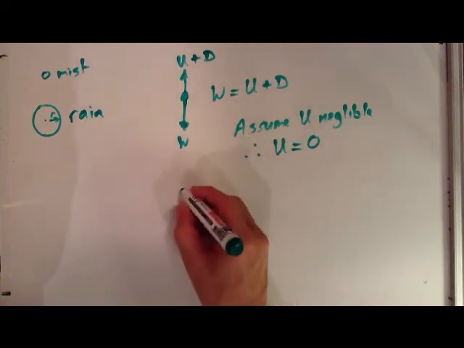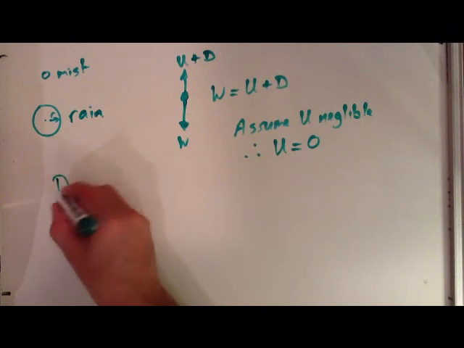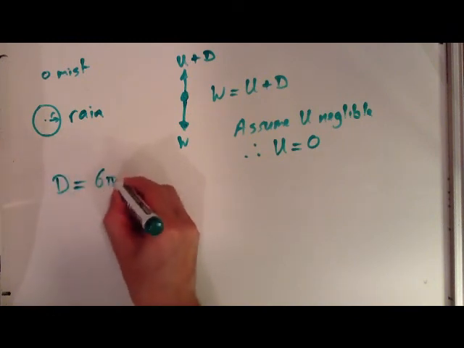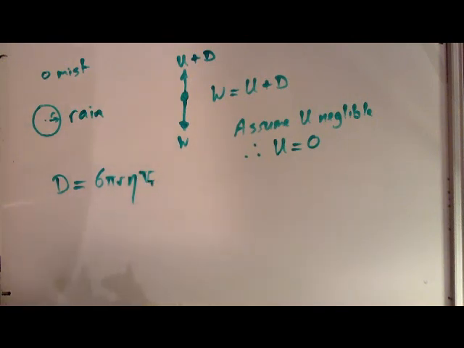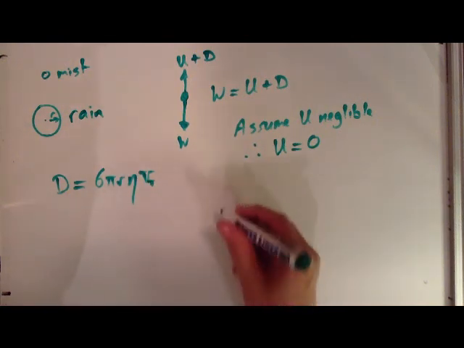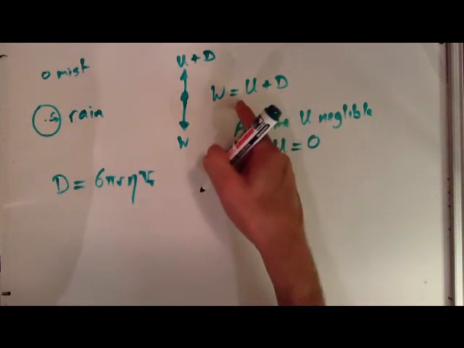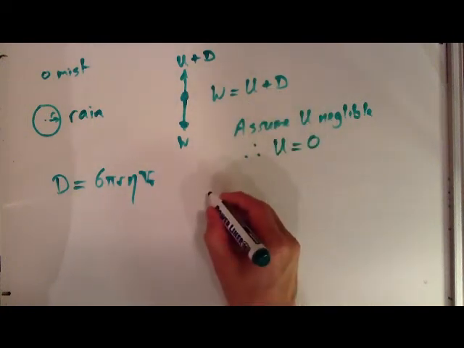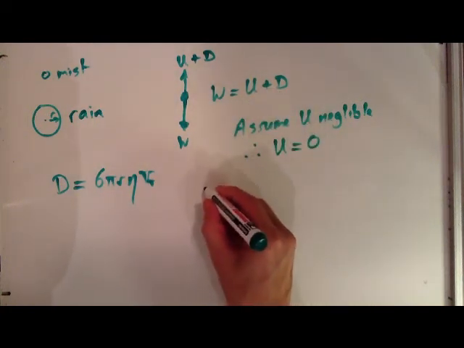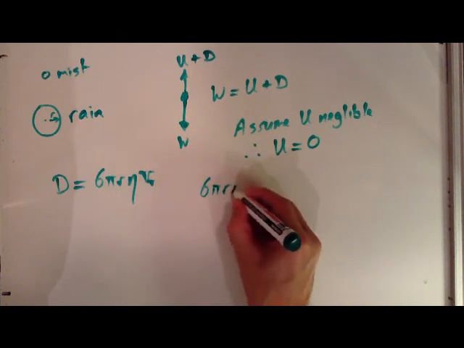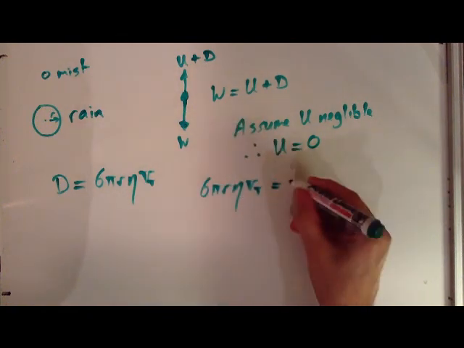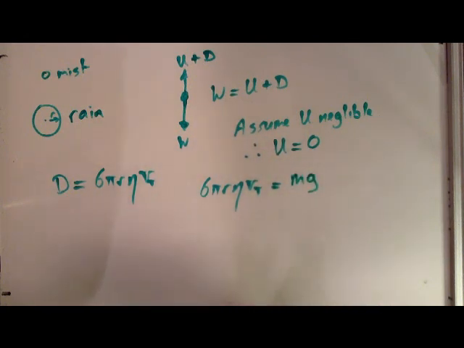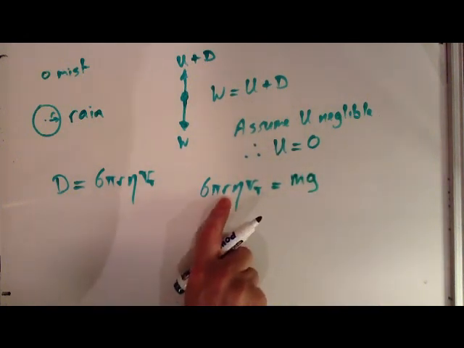Now we know Stokes' law. We already know D is equal to 6 pi r eta v, and in this case we're looking at terminal velocity. So what we're saying is W equals 0 plus D. So we're looking at D, so 6 pi r eta Vt is equal to the weight, which is equal to mg. Now I've got r over here.